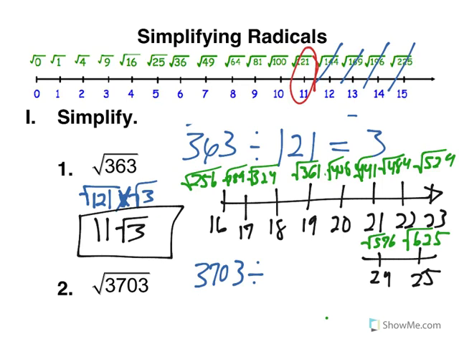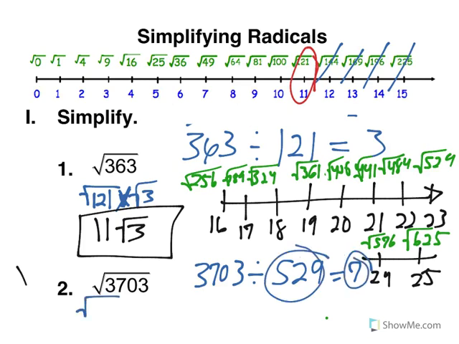And so again, just like last time, I'm going to keep going. So I would do 576 next. So if I do 3703 divided by 576, I get a decimal again. So keep going until you find the right one. So as you keep going, when you get to 3703 divided by 529, which is the square of 23, it will give you 7. So that means that I can break it down into 529 and 7.